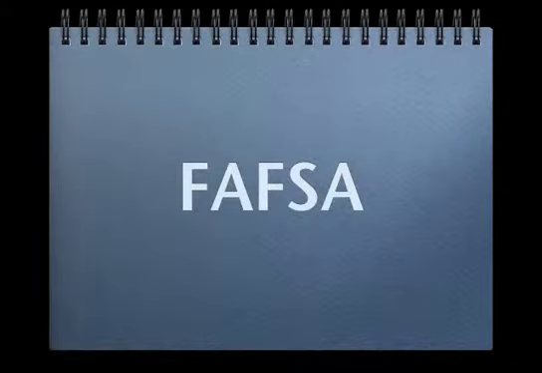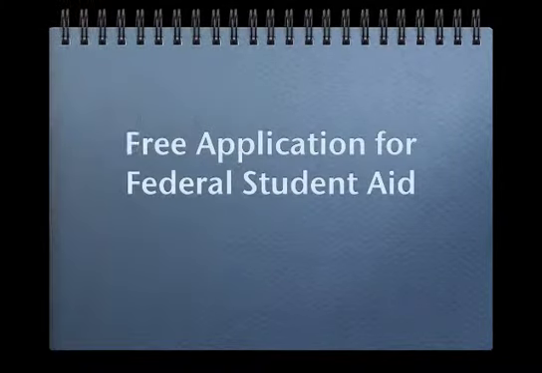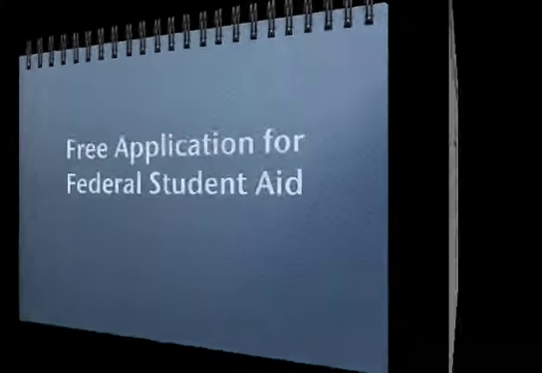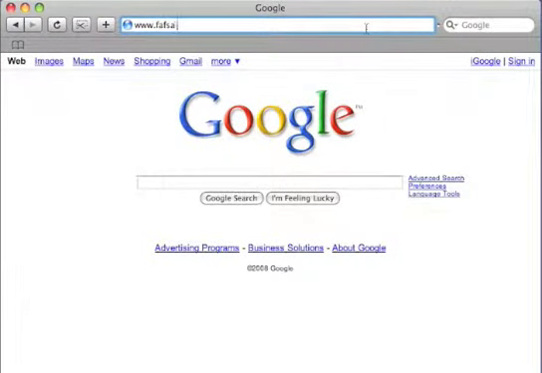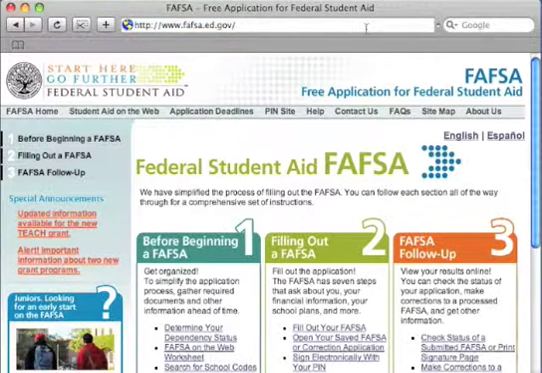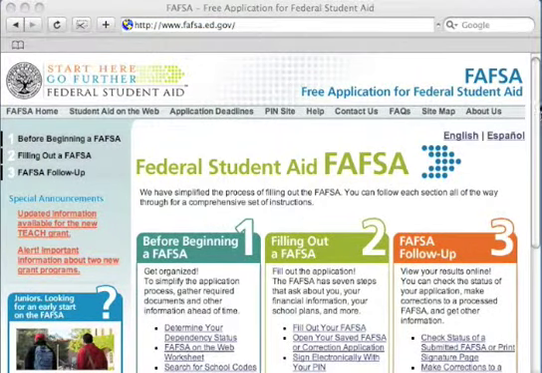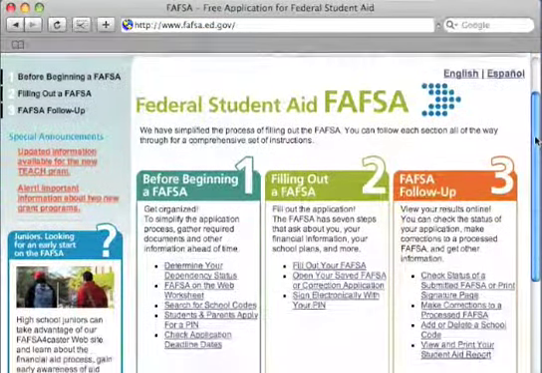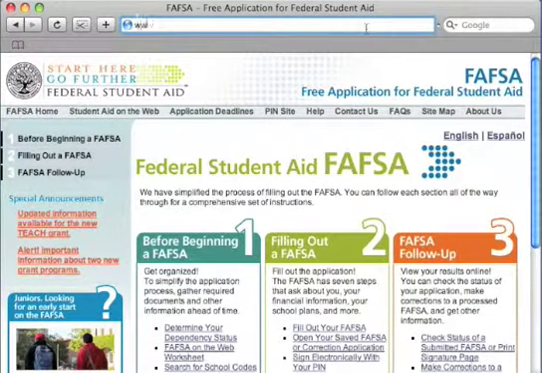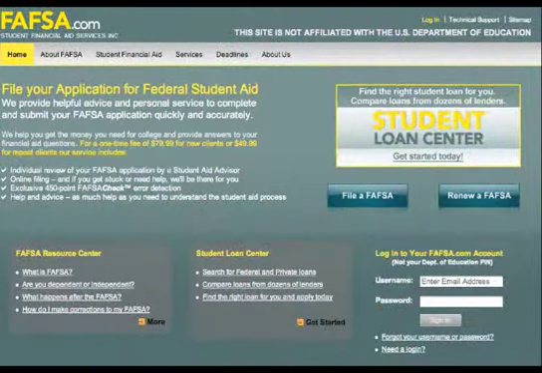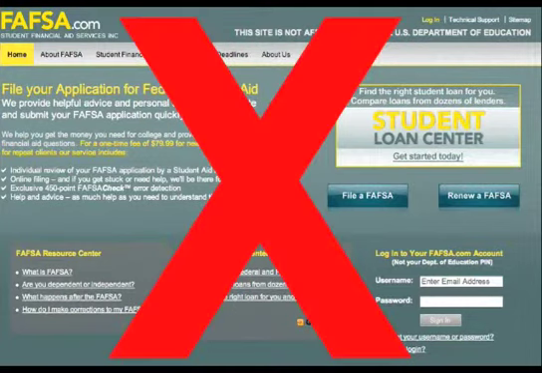The most important part of the application process is the FAFSA, the Free Application for Federal Student Aid. You must go to www.fafsa.ed.gov and follow the step-by-step process for completing an application. Do know that FAFSA.com is not affiliated with the United States government, and therefore any information that you leave there will not be useful to you in completing the application process.